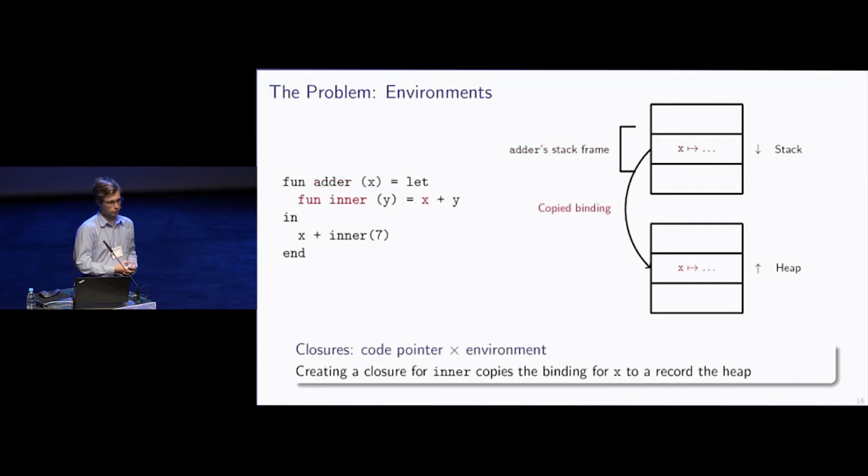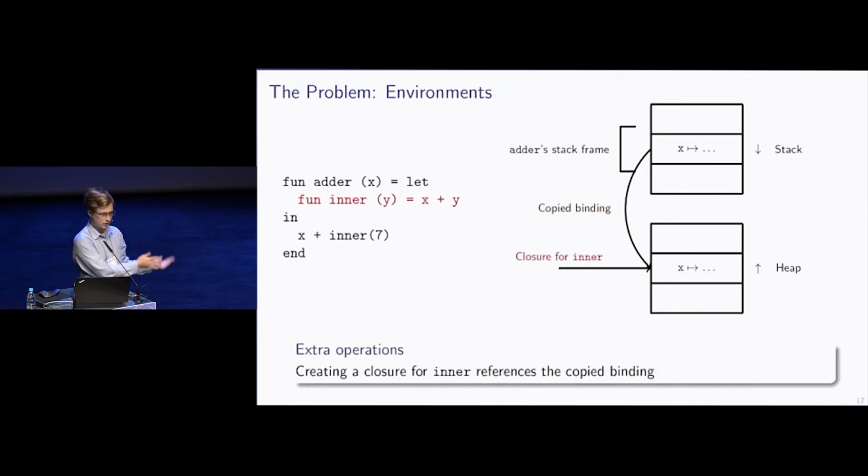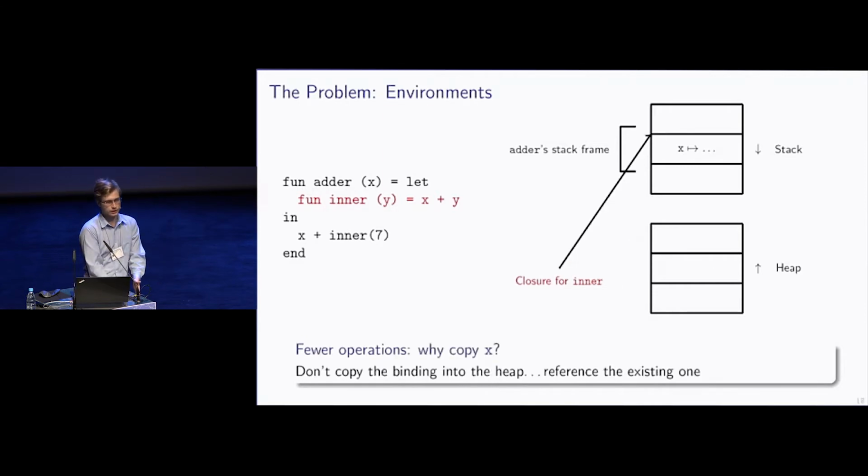The first step of creating the closure is noting that this inner function captures x. The default implementation for compilers is to take the binding of x and copy it into the heap. Then we'd finish creating the closure by having the closure point to this record that's in the heap. And so the clear optimization is don't copy the thing into the heap, right? Now, the problem comes when we change adder a little bit.